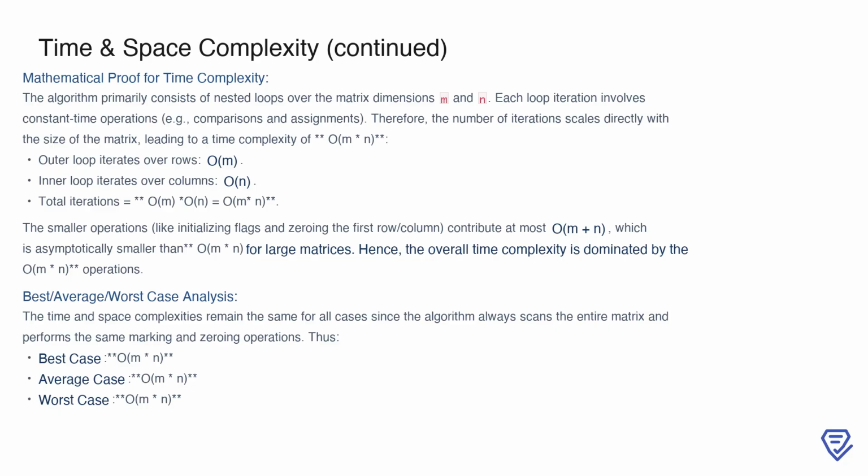Additionally, because the algorithm processes the entire matrix regardless of its initial state, the time and space complexities remain consistent across best, average, and worst cases. This consistency results in O(m*n) time complexity and O(1) space complexity for all scenarios.